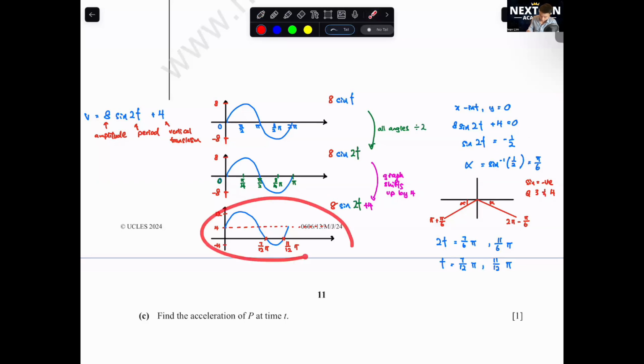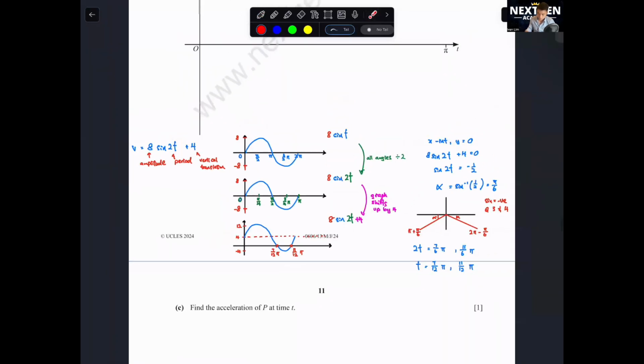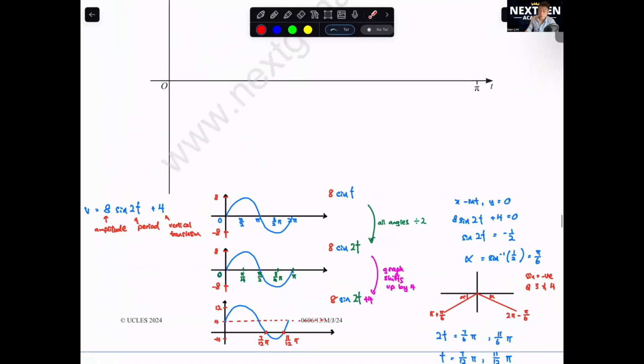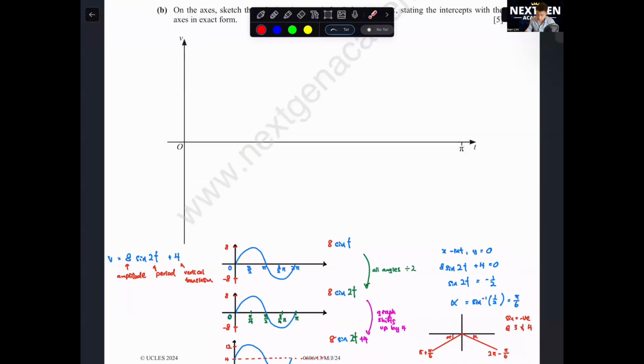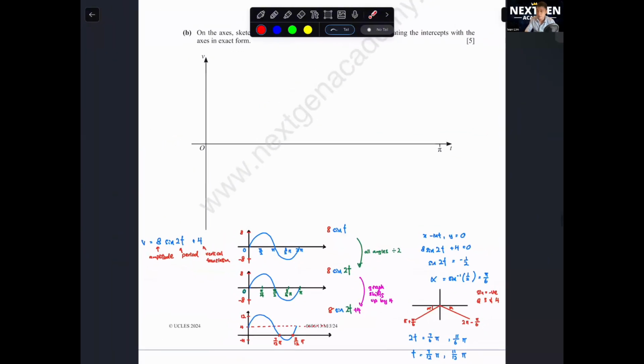Okay, this is the final diagram that we want to draw. Do we need to draw? Don't need, but I draw lah. In fact, I draw all three to make it clear for myself. Or you just draw it gently. What are the important points? So 12, 4, and negative 4. Dotted line, this one is not necessary for you to draw.